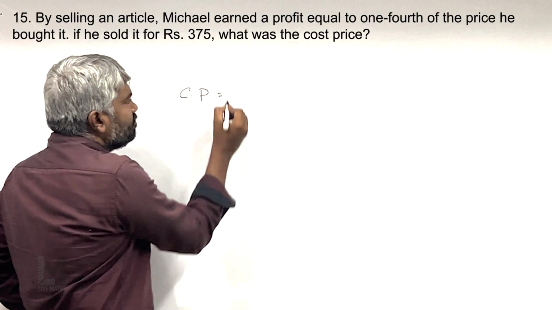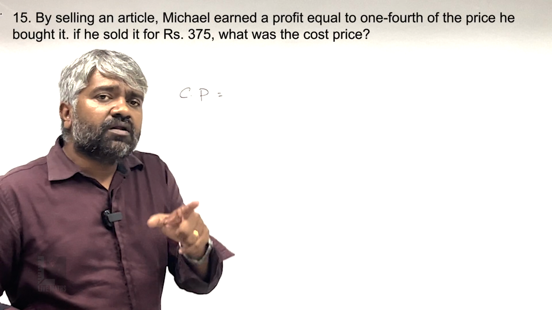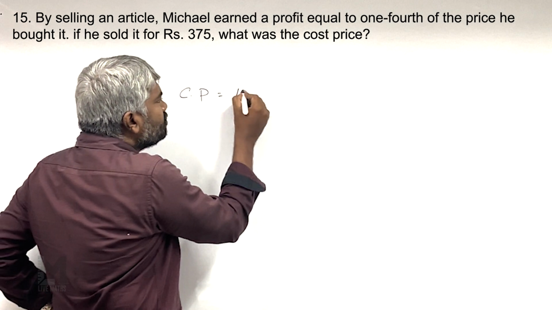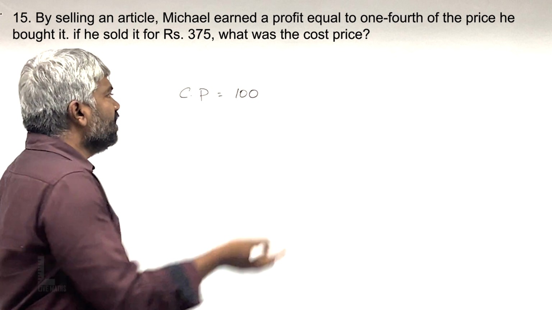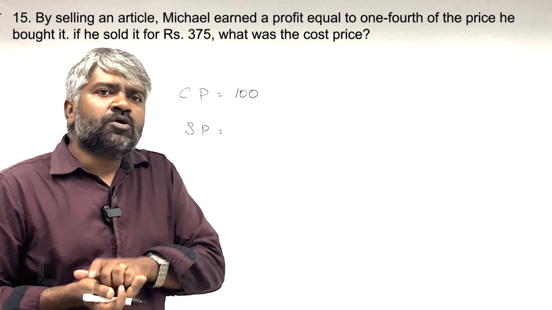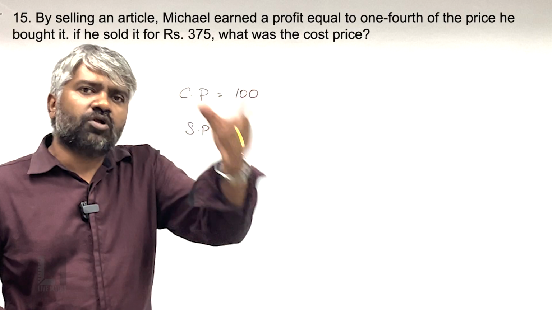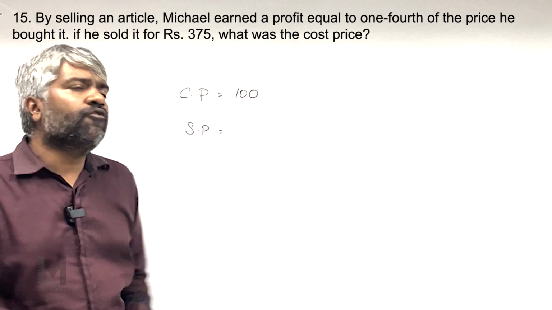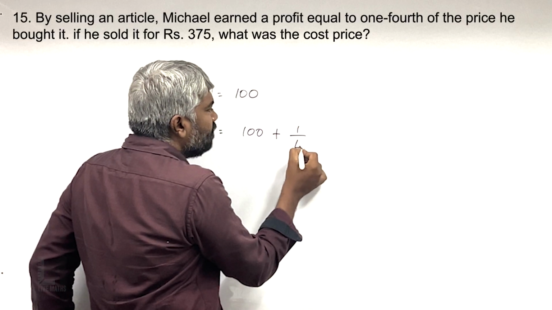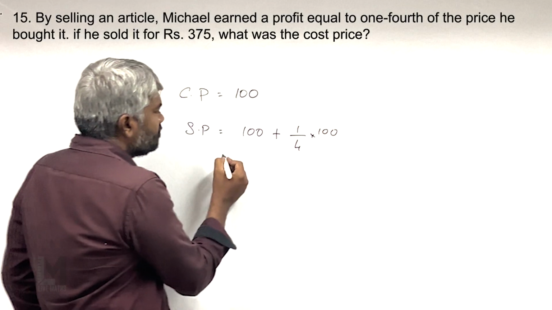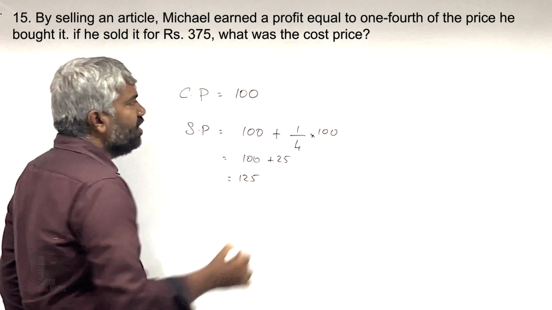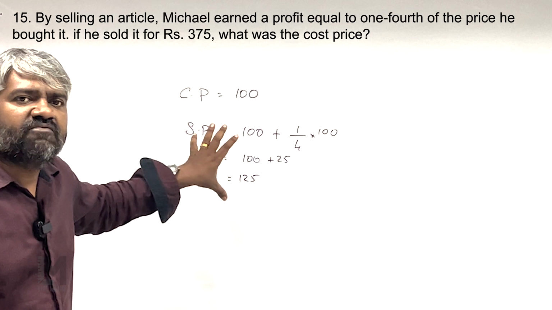First, we will assume the cost price. What I told you, while solving such a type of problem, if cost price is not given, take cost price equal to 100, right. Next, selling price of the product. What they have said, the selling price is 1/4 of the cost price more than the cost, that is, the profit is 1/4 of the cost price. So selling price equals cost price plus 1/4 of the cost price. So 100 plus 25, which is 125.